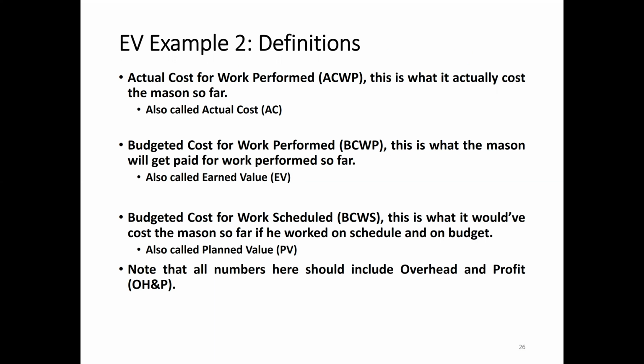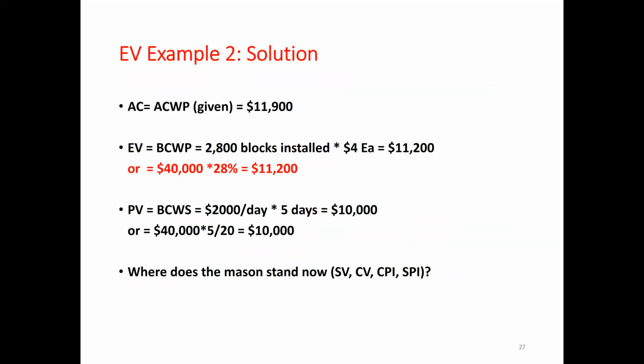Budgeted cost of work scheduled, BCWS, is our PV. This is what it would have cost the mason so far if the work were on schedule and on budget. If the work is according to schedule, this is our planned value. Note that all numbers here should include overhead and profit for the bid price.